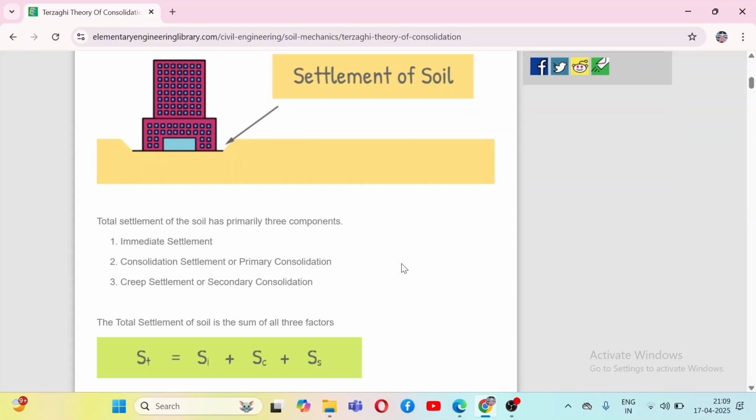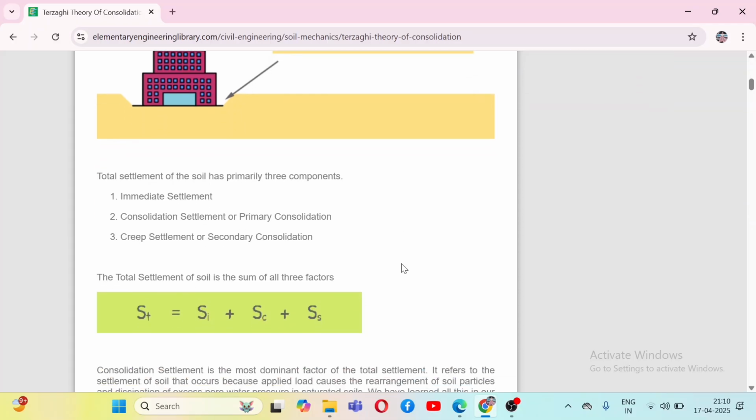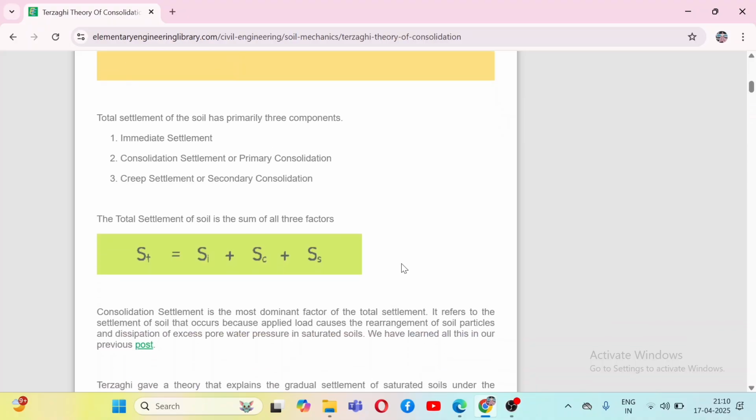Total settlement of soil has primarily three components: immediate settlement, consolidation settlement or primary consolidation, and creep settlement or secondary consolidation. So total settlement is given by ST = SI + SC + SS. Consolidation settlement is the most dominant factor of total settlement. It refers to the settlement of soil that occurs because applied load causes the rearrangement of soil particles and dissipation of excess pore water pressure in saturated soil.